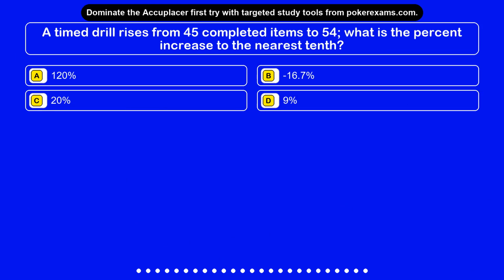Question 4. A timed drill rises from 45 completed items to 54. What is the percent increase to the nearest tenth? Option A, 120%. Option B, minus 16.7%. Option C, 20%. Option D, 9%.